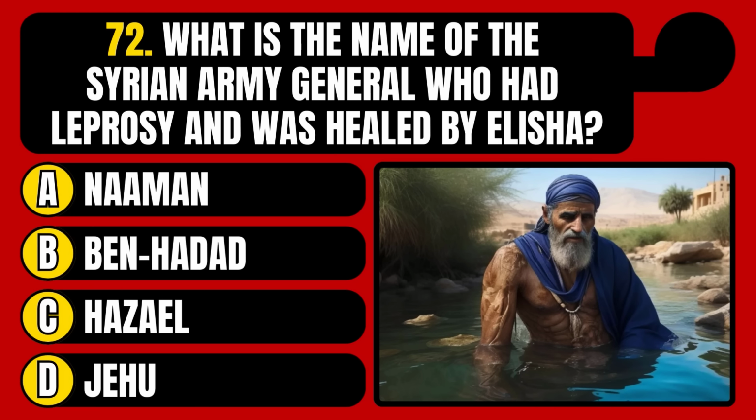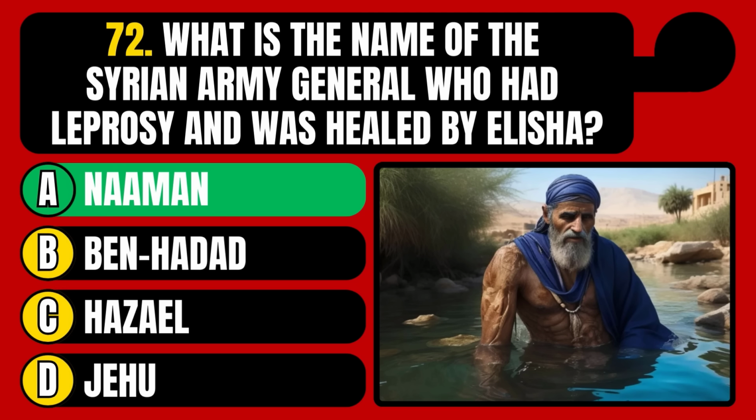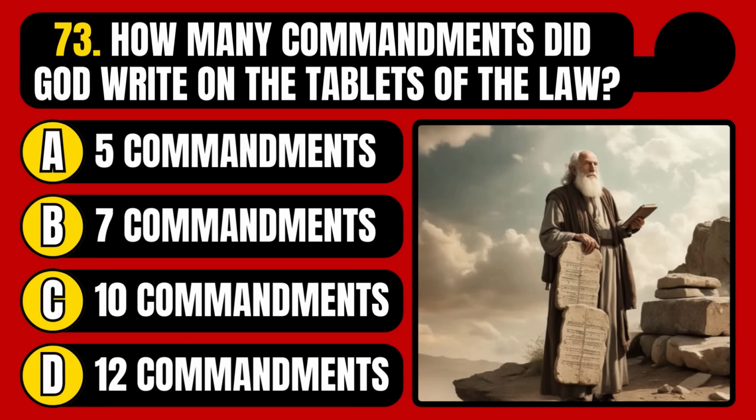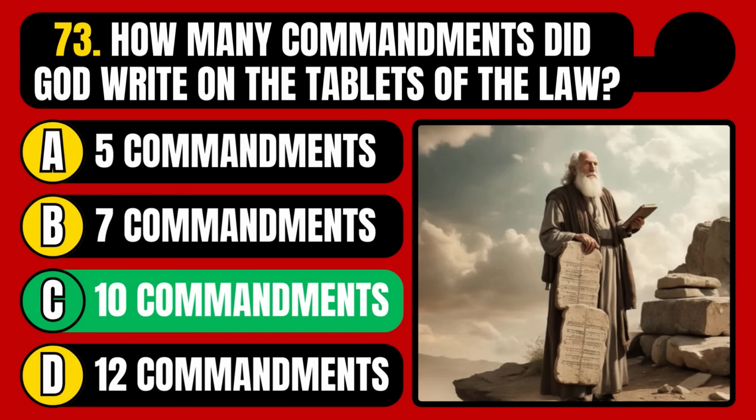What is the name of the Syrian army general who had leprosy and was healed by Elisha? Naaman, Ben-Hadad, Hazael, or Jehu? The correct answer is option A, Naaman. How many commandments did God write on the tablets of the law? 5 commandments, 7 commandments, 10 commandments, or 12 commandments? The correct answer is option C, 10 commandments.